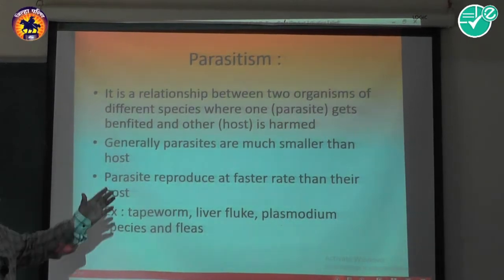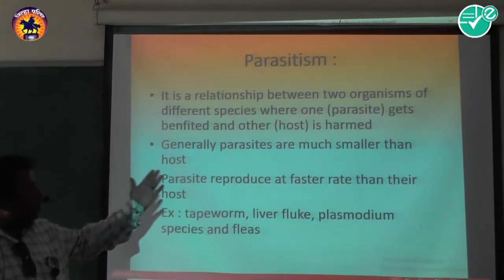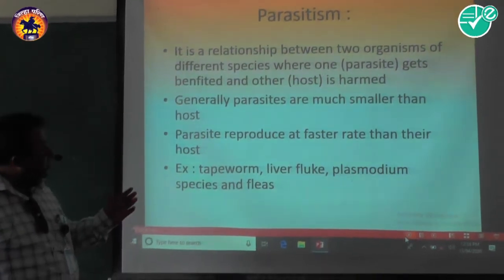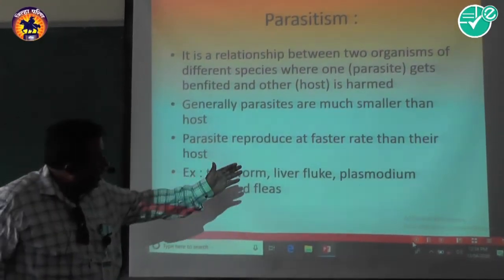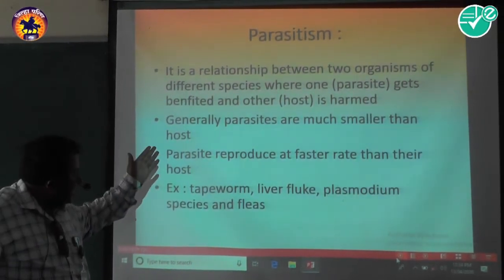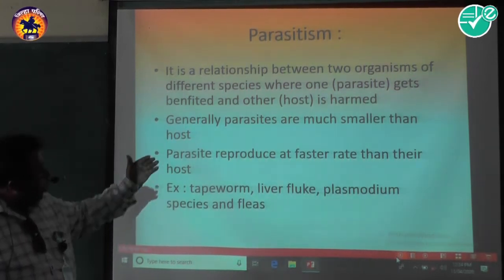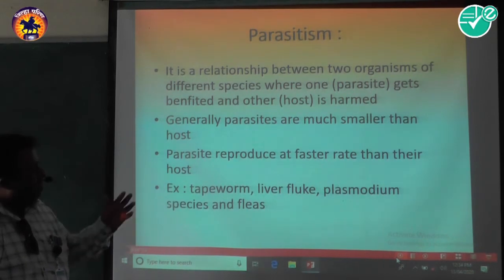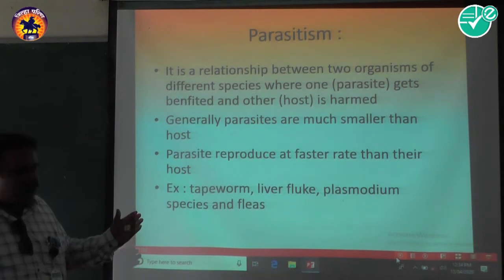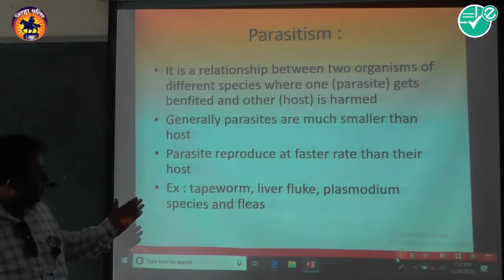We continue this lesson. Parasitism is a relationship between two organisms of different species where one, the parasite, gets benefited and the other, the host, is harmed. Generally, the parasites are much smaller than the host, and the parasite reproduces at a faster rate than the host.